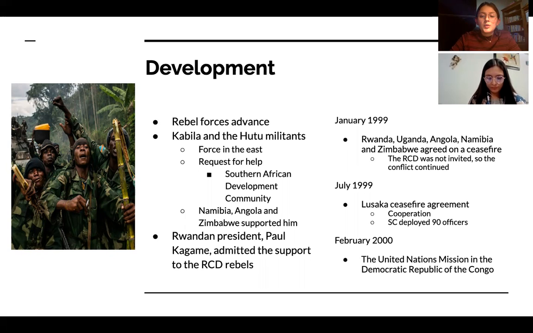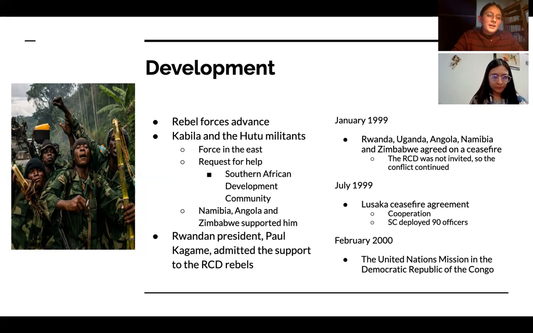Also, the Rwandan President Paul Kagame admitted that they were supporting the RCD rebels, and this was pretty shocking. It is said that this confession was influenced by Nelson Mandela. And in January 1999, Rwanda, Uganda, Angola, Namibia, and Zimbabwe agreed on a ceasefire, but they didn't tell the rebels. So the conflict continued because they were not invited.